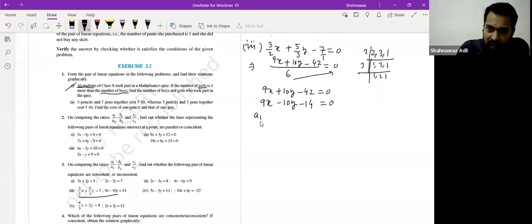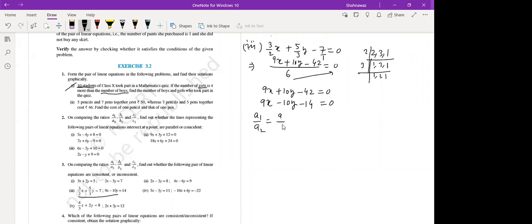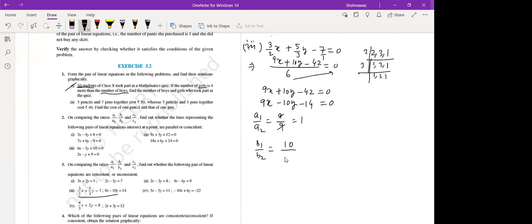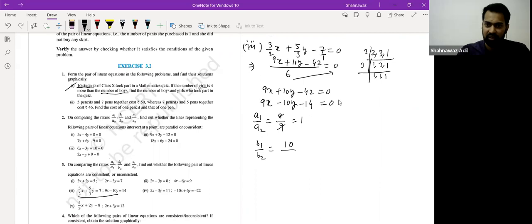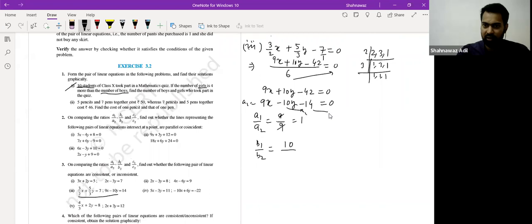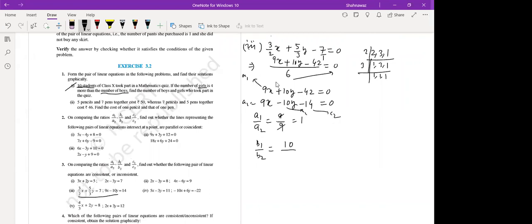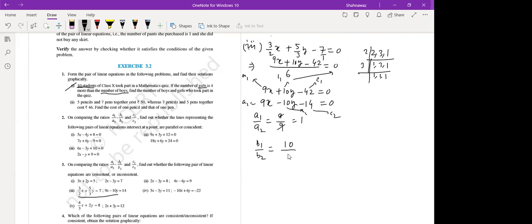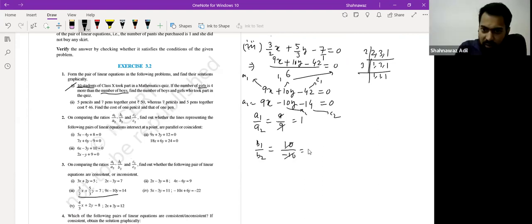So A1 by A2 is 9 by 9, so this is 1. And B1 by B2 is 10 by minus 10, so this is minus 1. Here is A2, B2, and C2, and this is A1, B1, and C1.